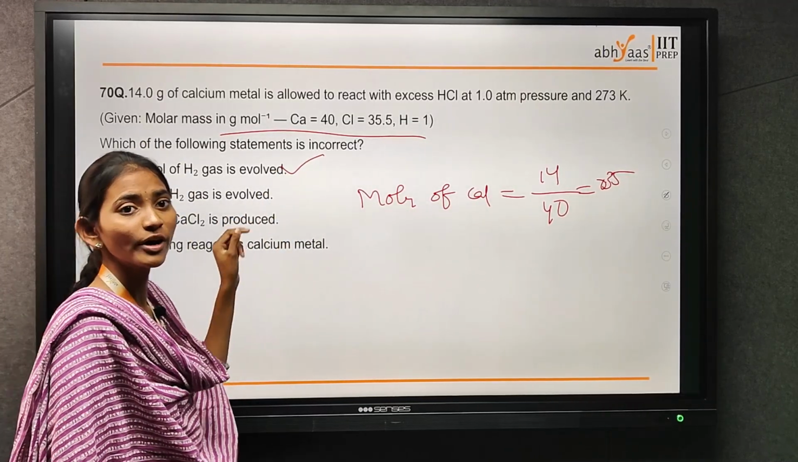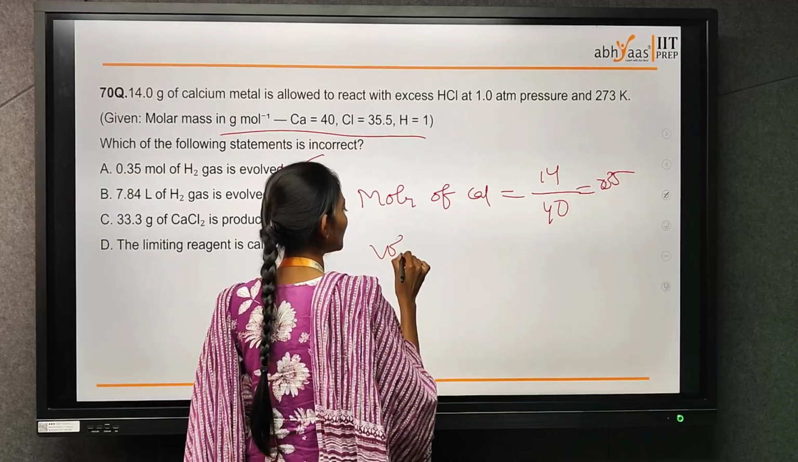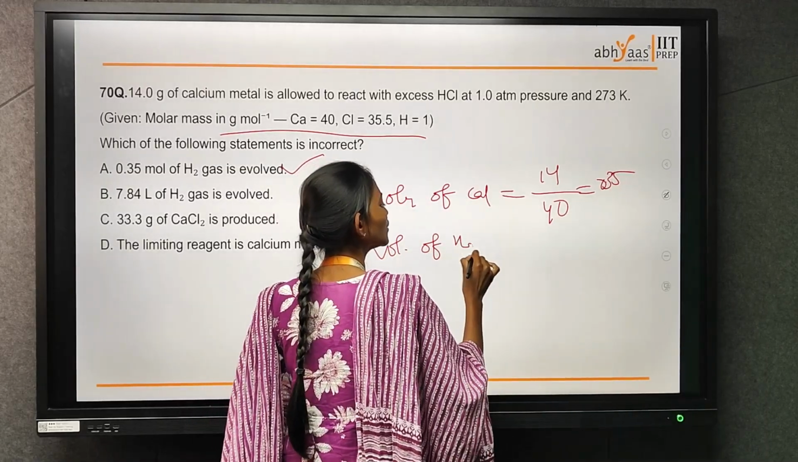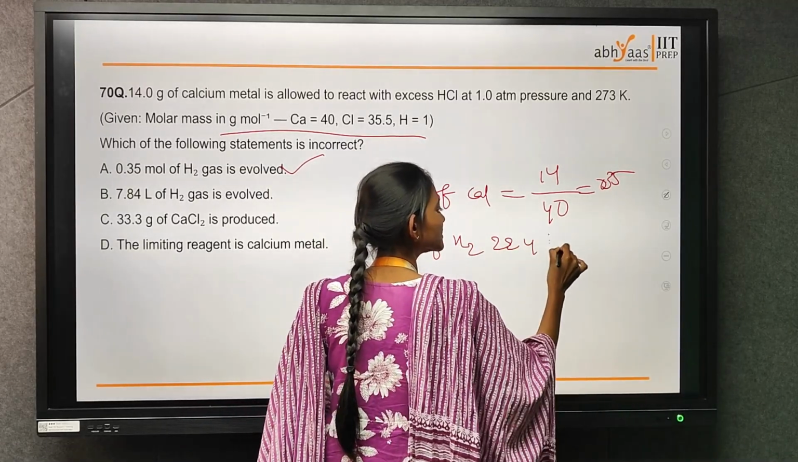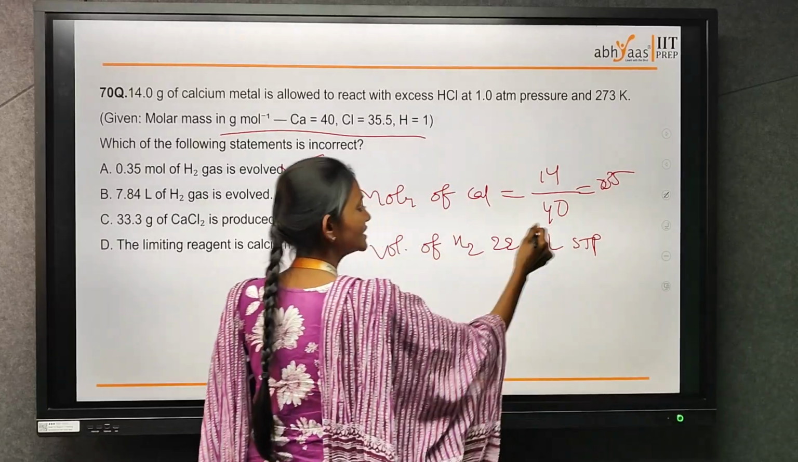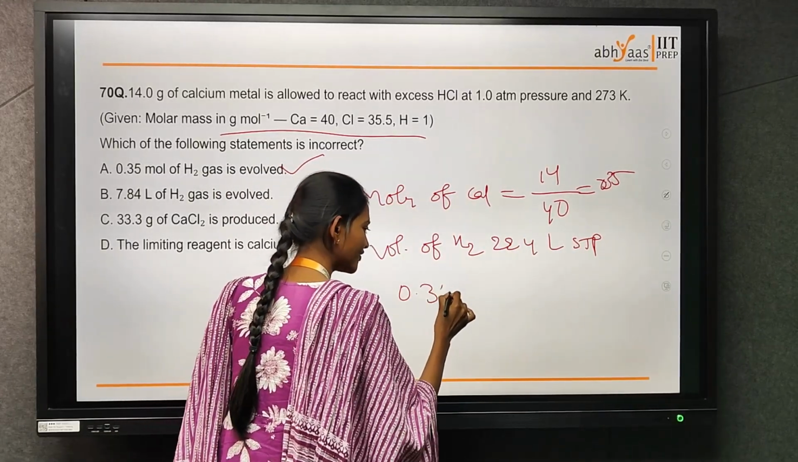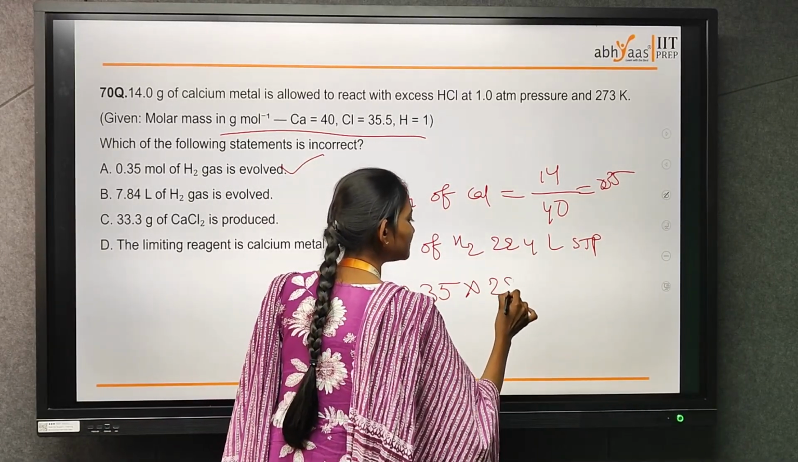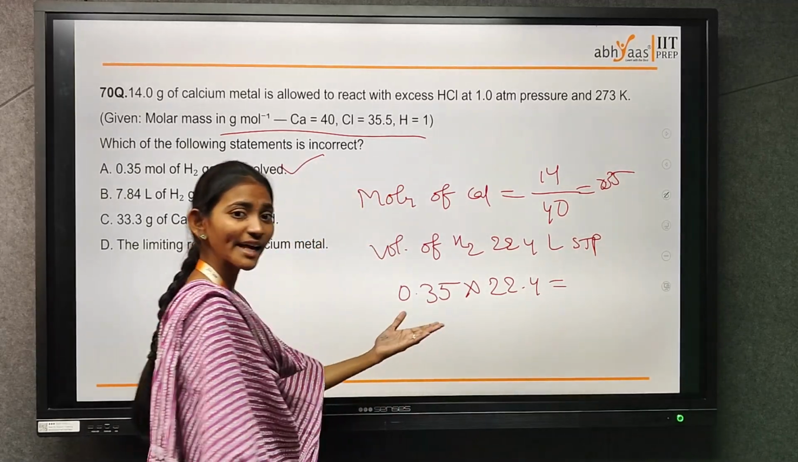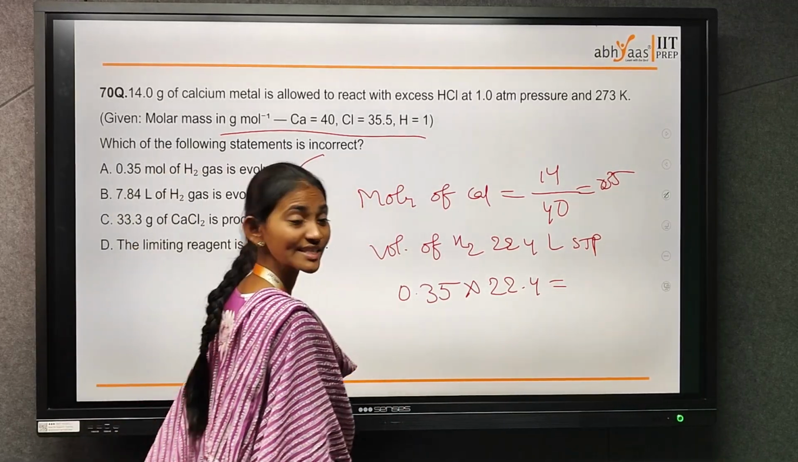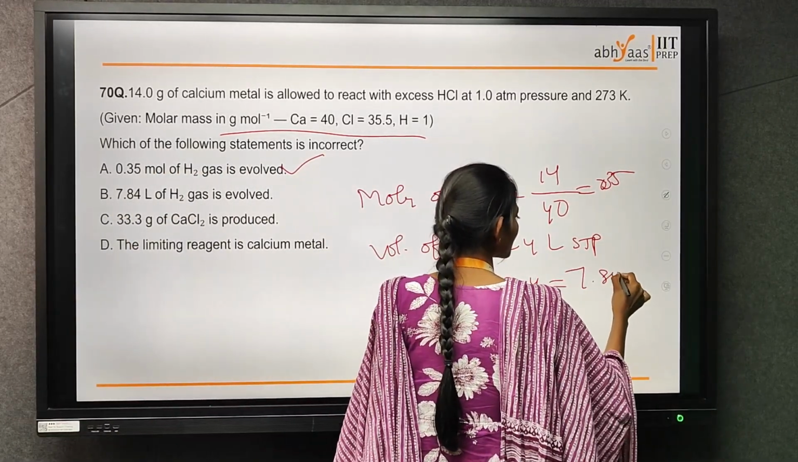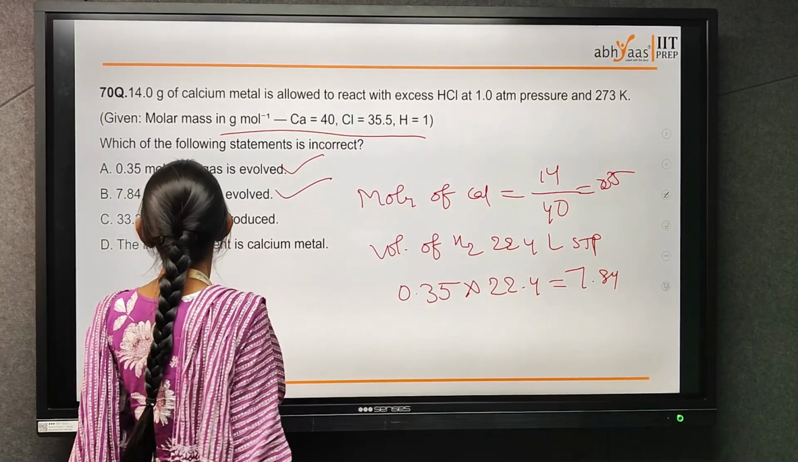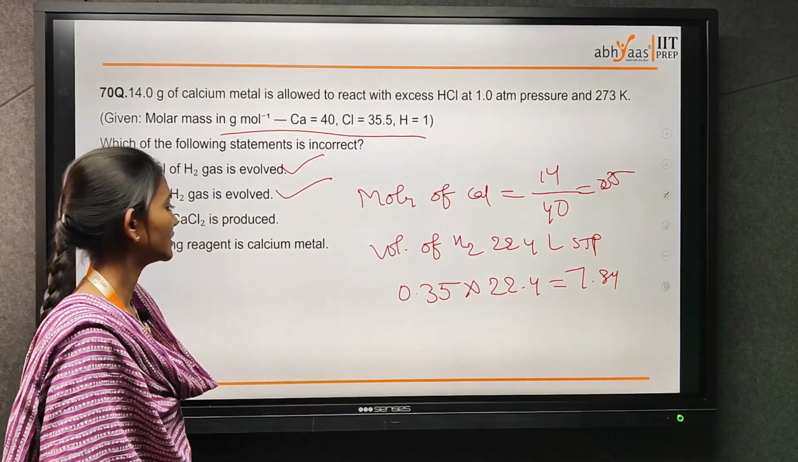So the volume of H2, you know that at STP is 22.4 liters, right? So 0.35, how much? Upon doing the calculation, you are getting the same answer, which is 7.84. So this is also true. And 33 grams of calcium is produced.